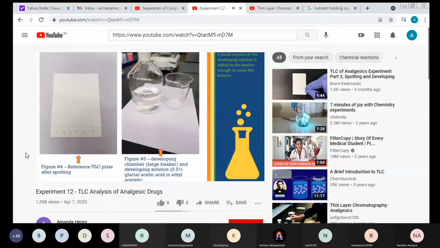Figure 4 shows the reference TLC plate after it has been spotted. Figure 5 shows the developing chamber and developing solutions that were used. Developing chamber was just a large beaker, and the developing solution is 0.5% glacial acetic acid in ethyl acetate. The developing solution was poured into the developing chamber, so only about half a centimeter deep was used.